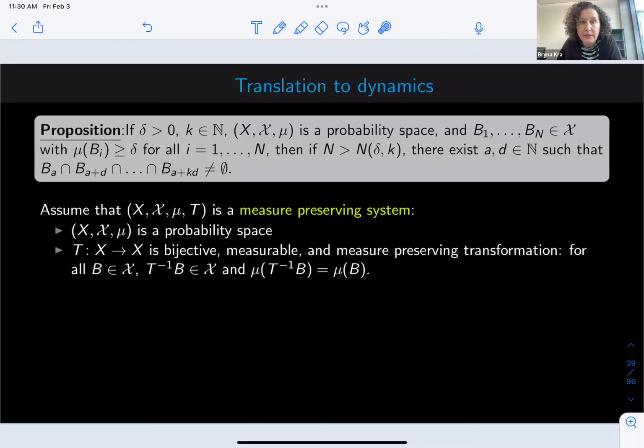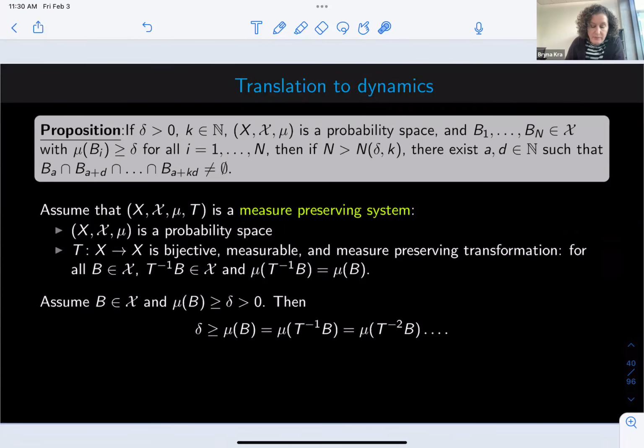Okay, so now we're in the context of ergodic theory. Then instead of just starting off with a probability space, X, chi, mu, which is how we were doing the proposition, I now have a measurable and measure preserving transformation from X to itself. Measurable means that if you take a measurable set B in X, then T inverse B is in the sigma algebra. And measure preserving says that the measure of each of those sets is the same.